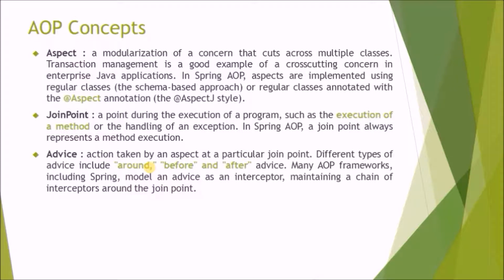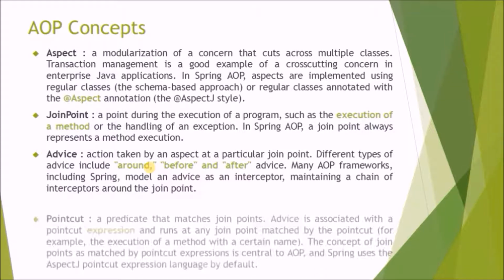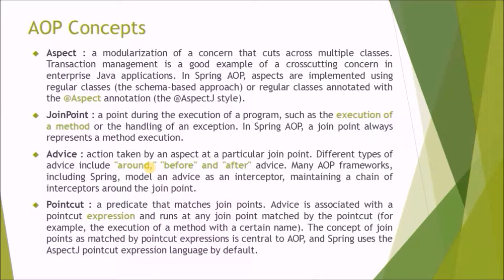Advice: the action taken by an aspect at a particular join point. Different types of advice include around, before and after advice. Many AOP frameworks, including Spring, model an advice as an interceptor, maintaining a chain of interceptors around the join point. Pointcut: a predicate that matches join points. Advice is associated with the pointcut expression and runs at any join point matched by the pointcut, for example, the execution of a method with a certain name. The concept of join points as matched by pointcut expressions is central to AOP, and Spring uses the AspectJ pointcut expression language by default.